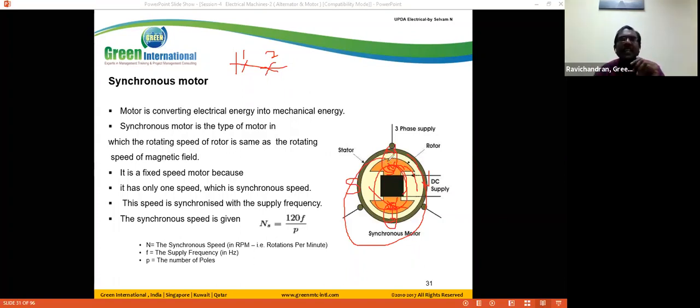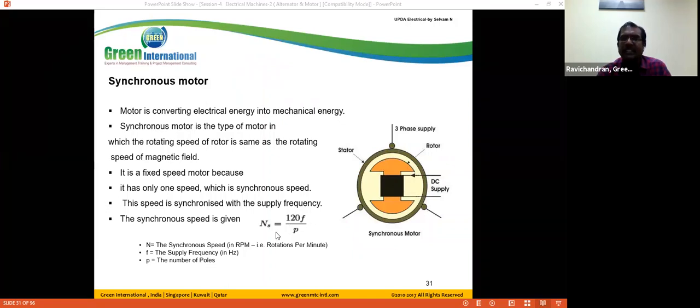So that's why the rotor speed of the synchronous motor is equal to the synchronous speed of the stator. So from this we say that the speed of the synchronous motor is Ns, which is equal to 120 F by P, applicable for both stator and rotor.